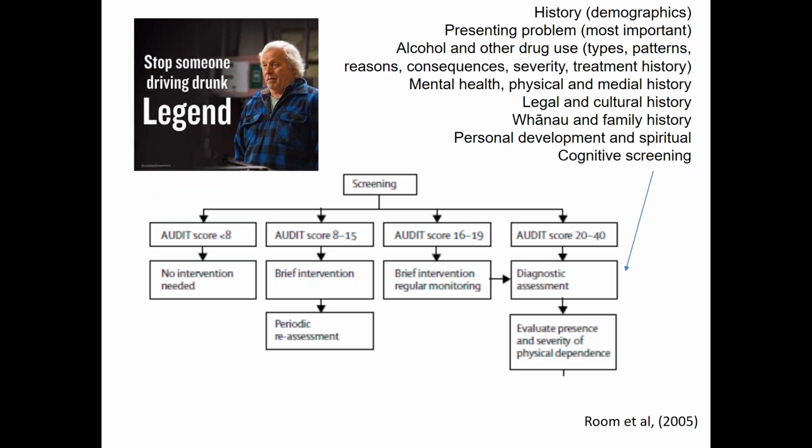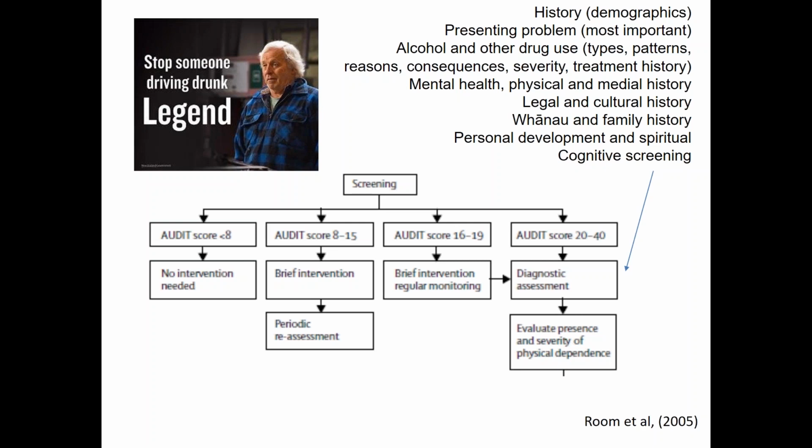This is just a part of the diagram in the article, but it says if the person scores less than 8, they should not have an intervention. It's okay. 8 to 15, they'll have a brief intervention. This could be a motivational interviewing intervention, and I'll touch on that a little bit later, for perhaps some people don't know about that, and periodic reassessment. If the person is scoring 16 to 19, they should receive a brief intervention with regular monitoring and perhaps further assessment.